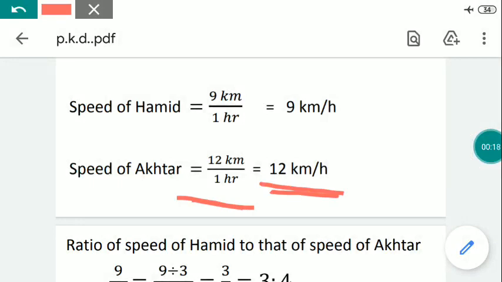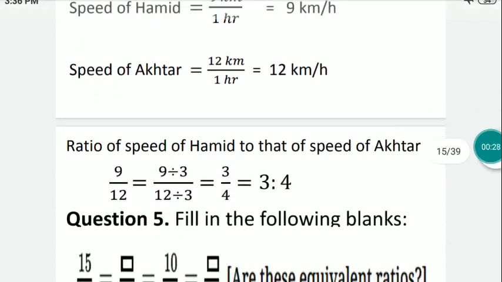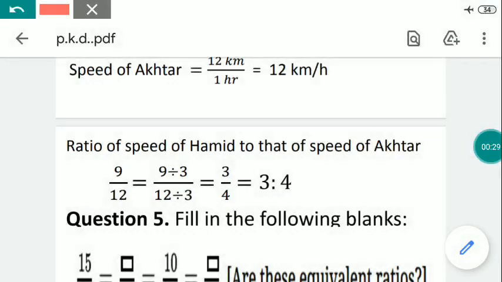We have to take the ratio of the speed of Hamid to the speed of Akhtar. That is the speed of Hamid, 9, upon the speed of Akhtar, 12. So the ratio of the speed of Hamid to that of the speed of Akhtar is 9 by 12. We have to convert it into lowest form. So divide numerator and denominator by 3. So 9 divided by 3 upon 12 divided by 3 is equal to 3 by 4.